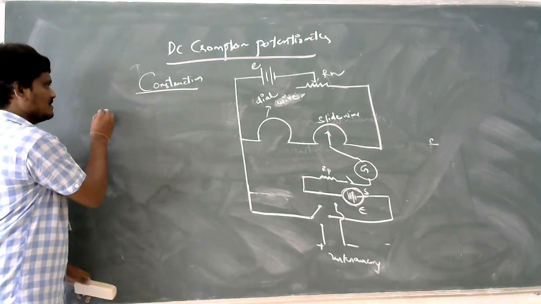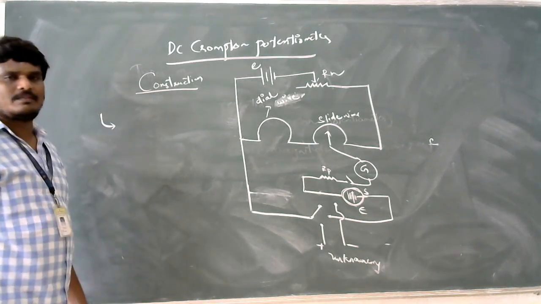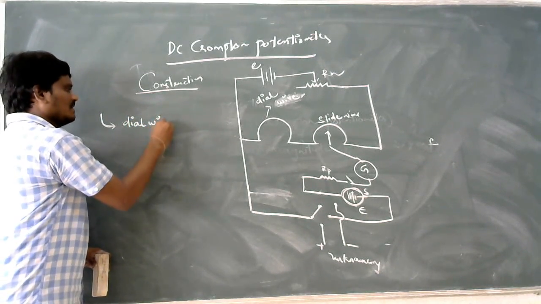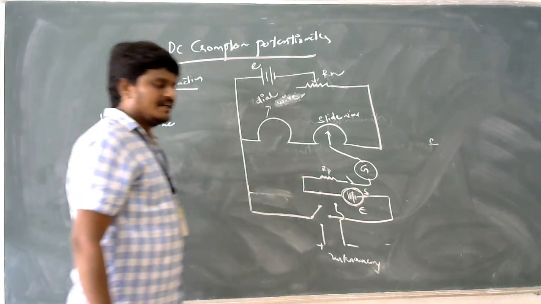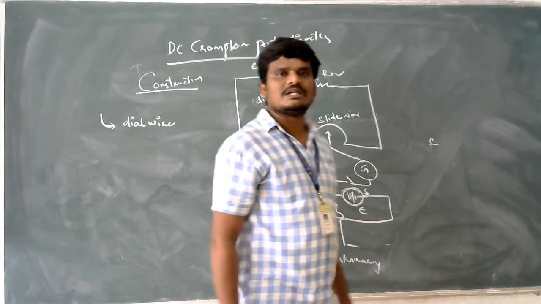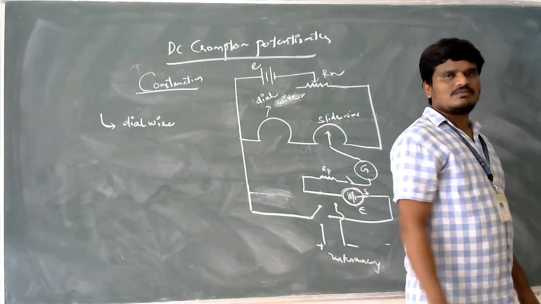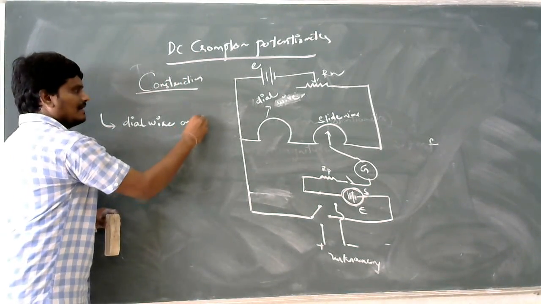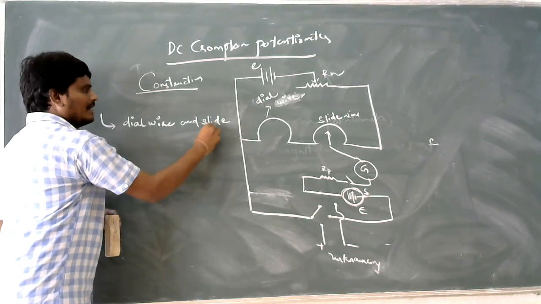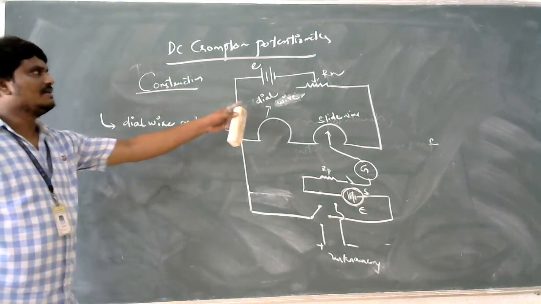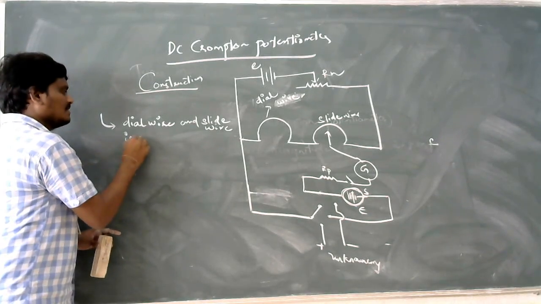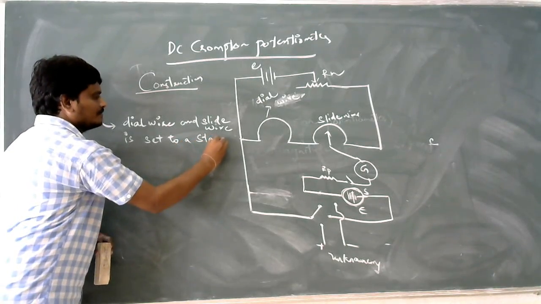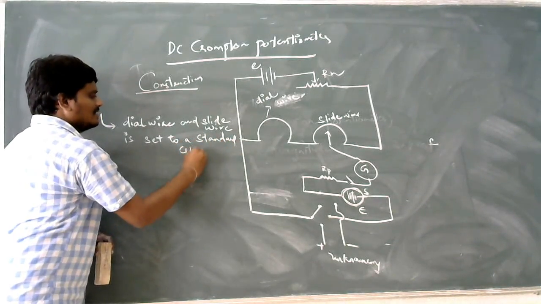These are the following steps: how I need to measure the magnitude of unknown EMF by comparing it with the standard cell voltage. The first step is that the dial wire and slide wire, which are present in the DC CROMPTON potentiometer, are set to a standard cell voltage.